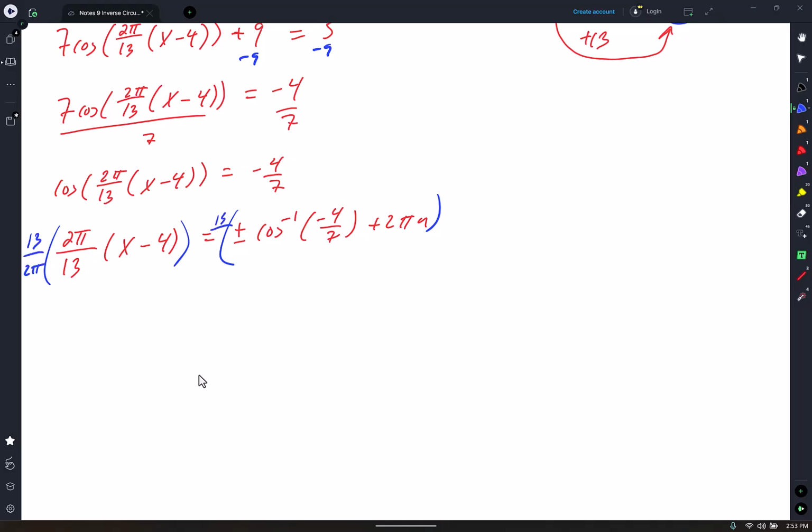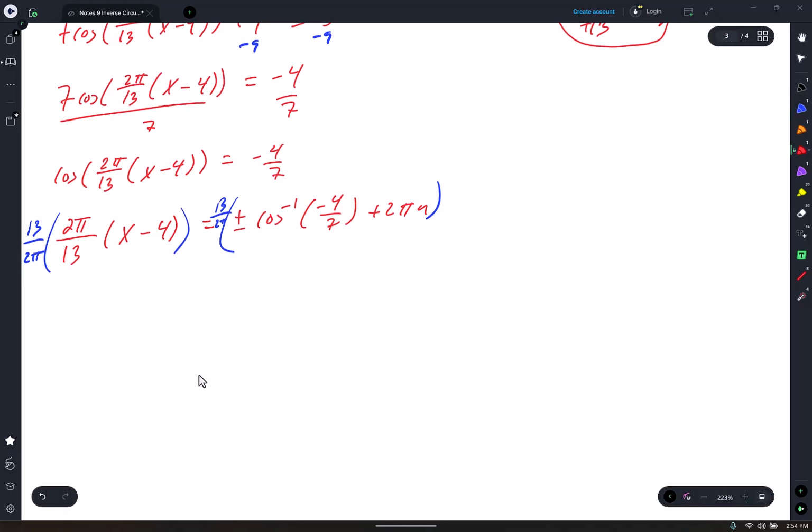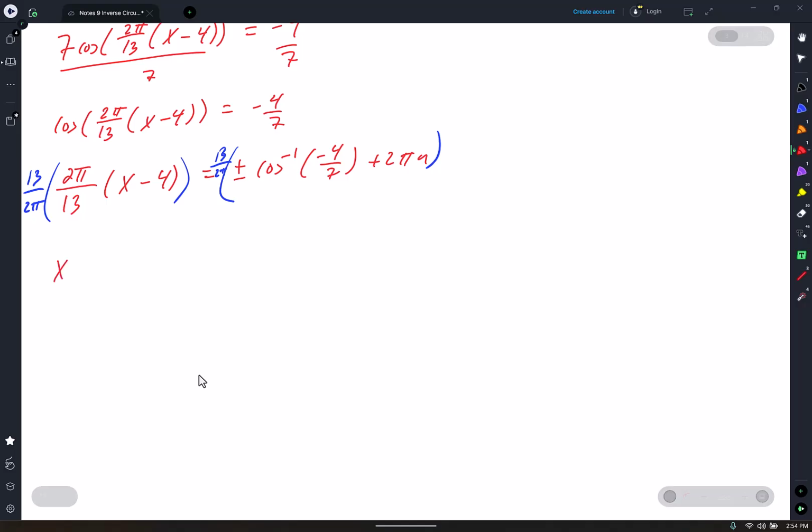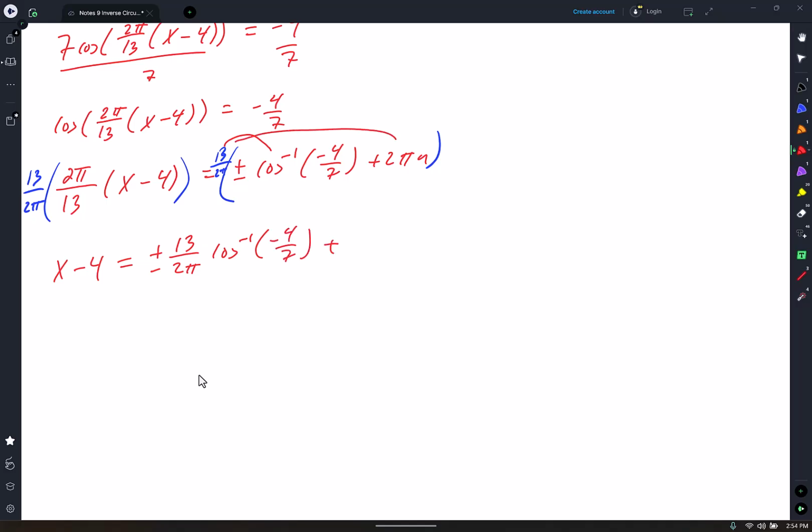And be careful for those of you that use a calculator here. I would use a fraction feature so you never get these wrong. So here's what I have. I have x minus 4. There's no parentheses now. When I distribute this, you're going to have plus minus 13 over 2 pi arc cosine of negative 4/7 plus, the 2 pi's cancel out when I distribute it to that, 13n.